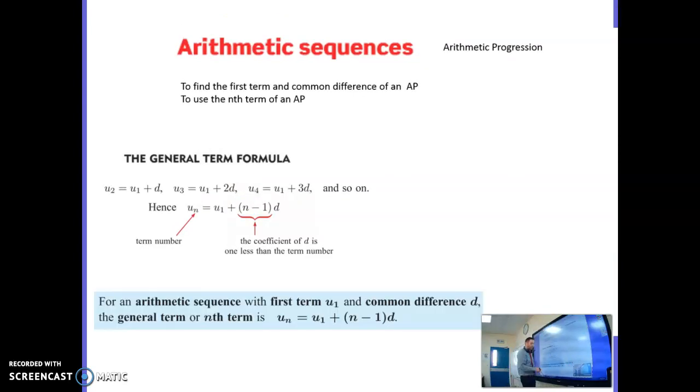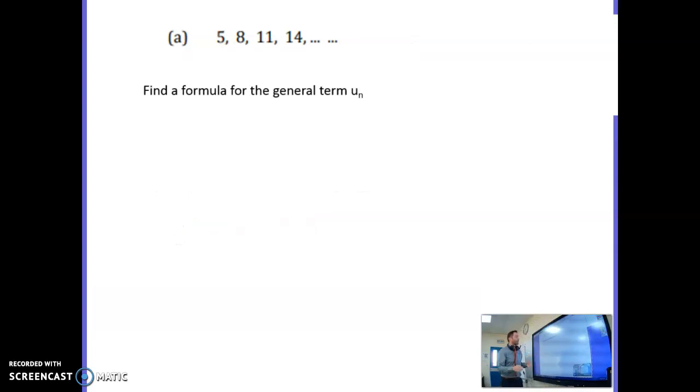It looks a little bit confusing, but when we break it down, what we're saying is, for an arithmetic sequence with a first term U1 and a common difference D, the general term, or nth term, is Un equals U1 plus (n minus 1) multiplied by the difference. All of those parts come together to make some fairly simple maths. So let's do an example.